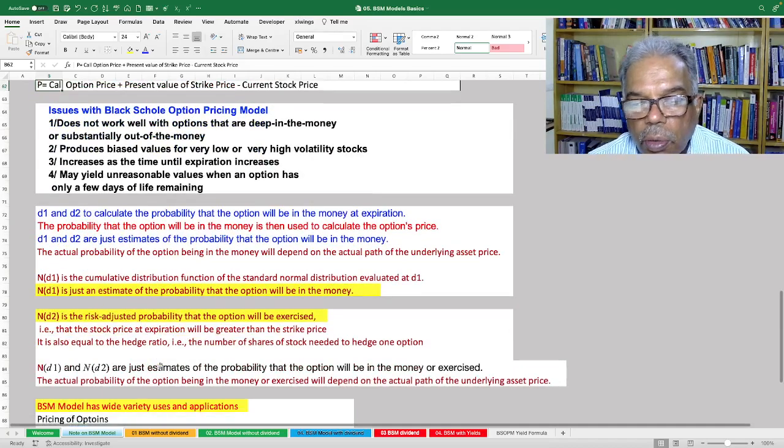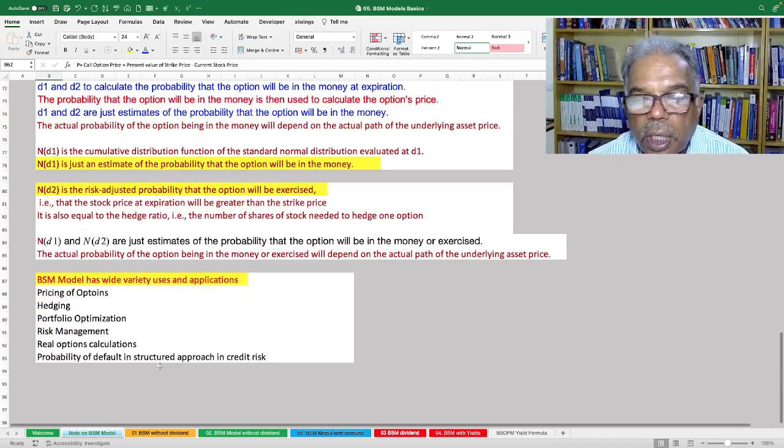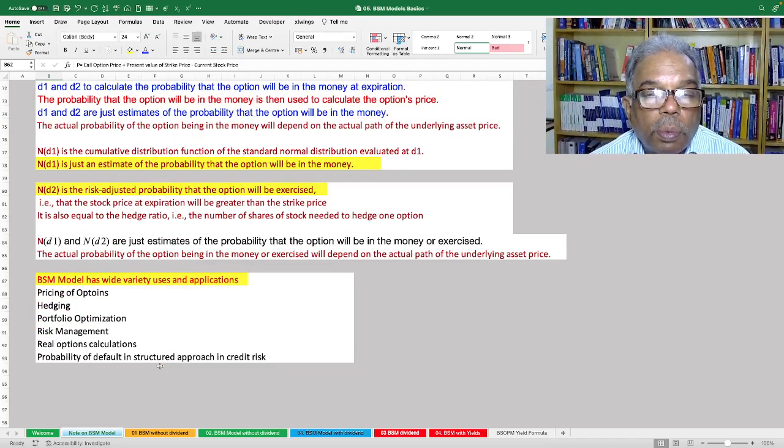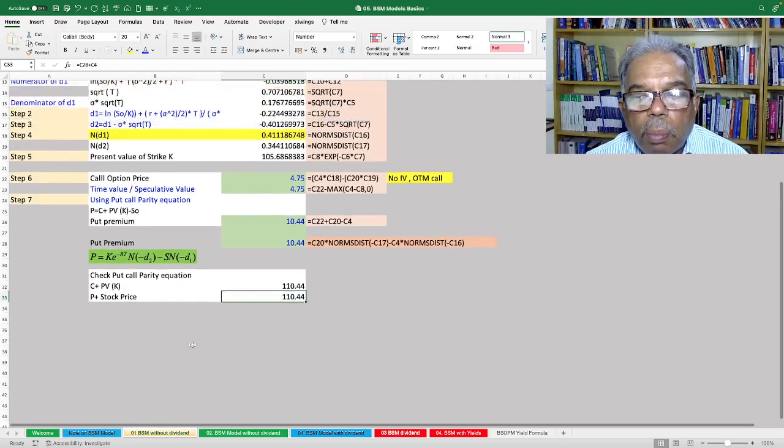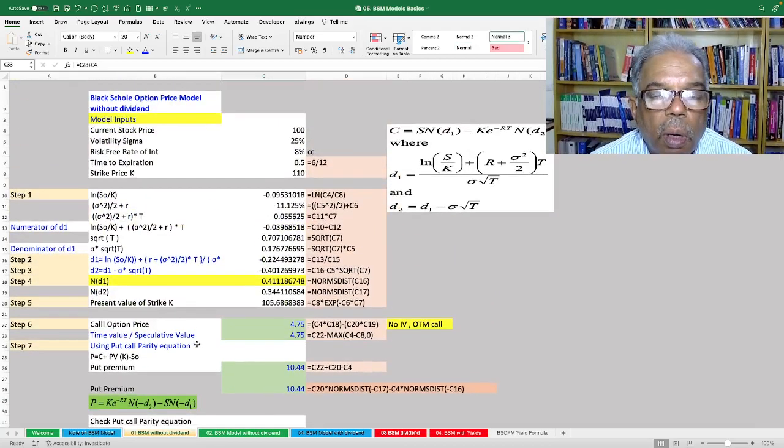With these important points, let's discuss where the Black-Scholes option pricing model is used apart from the pricing of options. The Black-Scholes option pricing model can be used in hedging, portfolio optimization, risk management, the calculation of real options, and also in structured credit risk models to calculate the probability of default. So let's quickly go into a basic illustration of how to calculate call option and put option prices using the Black-Scholes option pricing model.